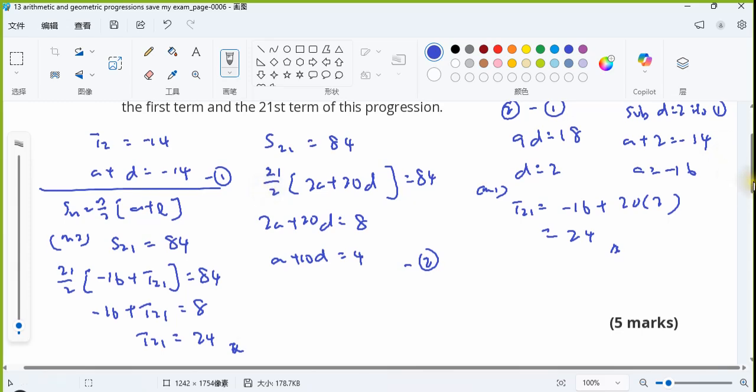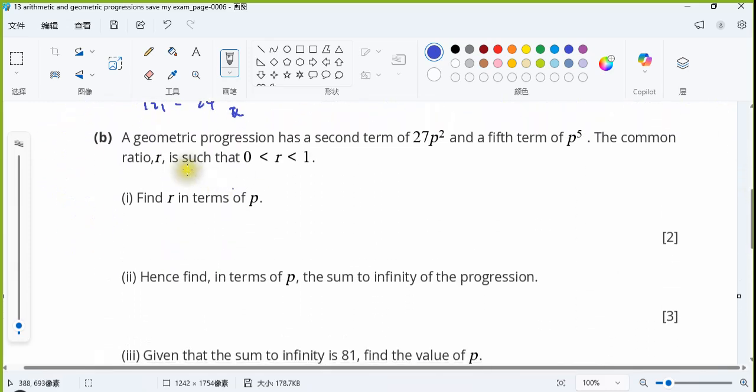Okay, next we have a GP, and the second term is this, and then the fifth term is this, and the common ratio is between 0 and 1. Find r in terms of p. So the second term AR is 27p squared. The fifth term AR to the power 4 is p to the power 5. So equation 1, equation 2, we use equation 2 divided by equation 1.